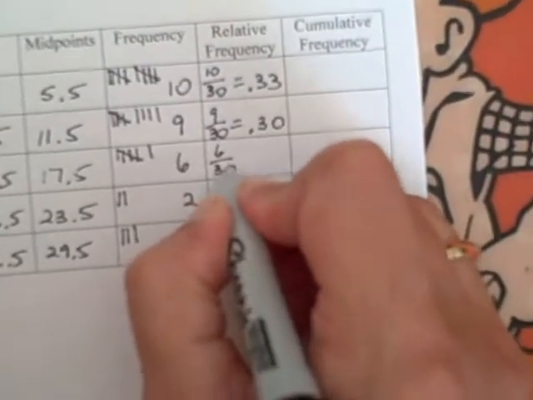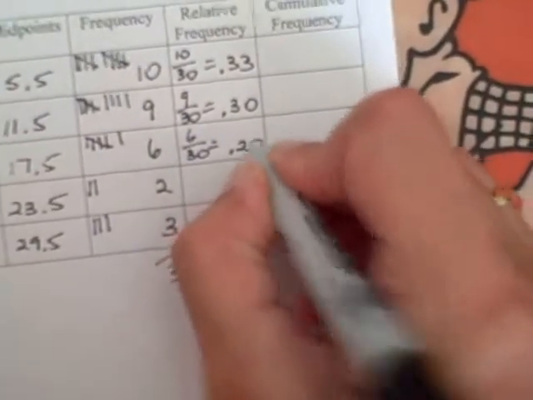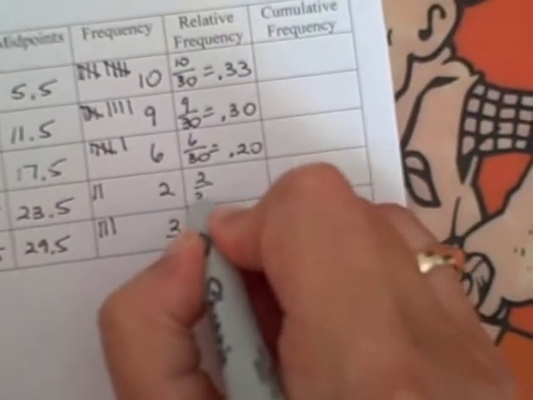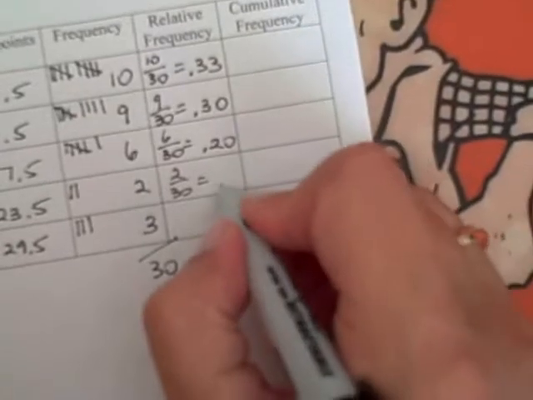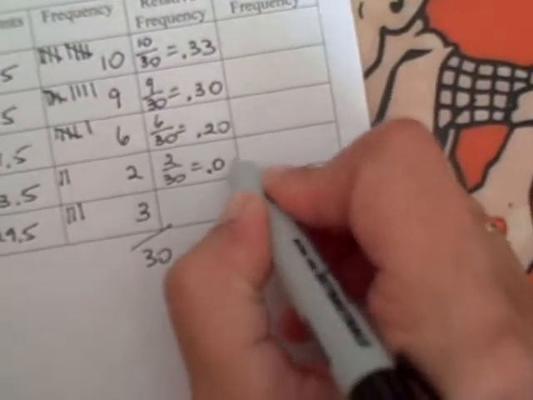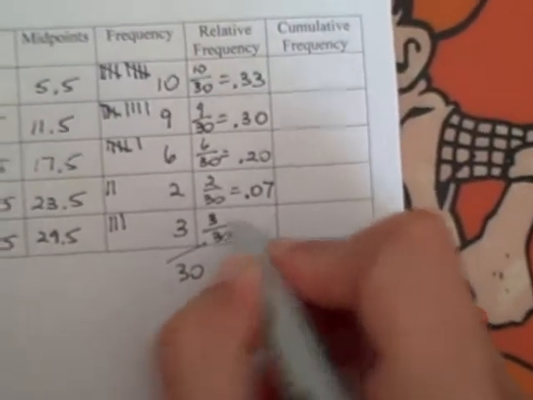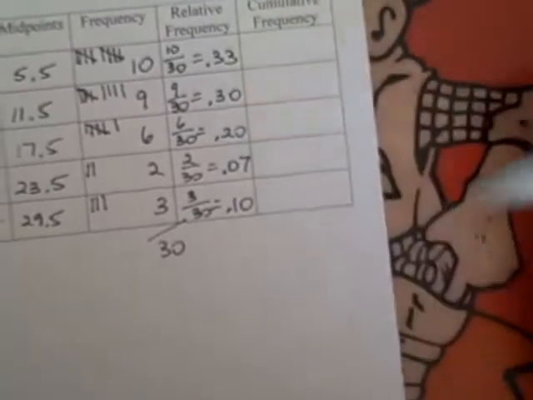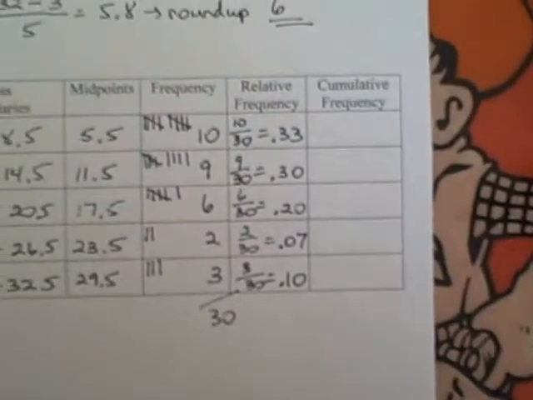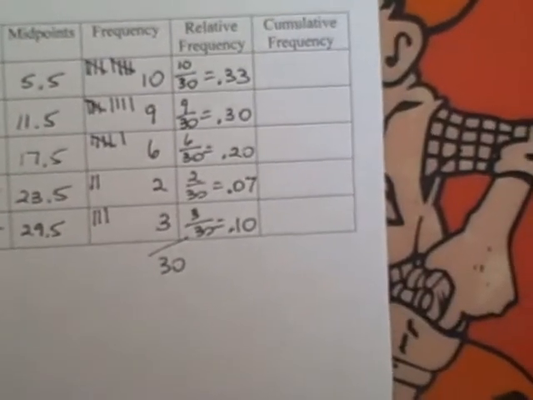And then we'll have 6 divided by 30, which is 0.2, so 0.20. Then 2 divided by 30, which is 0.0 with the 6 repeating, so that rounds to 0.07. Then 3 divided by 30, which is 0.1, so 0.10. Now, these should add up to 1. However, sometimes because of rounding, you might get 0.99 or 1.01. But in fact, these do add up to 1, so you're good.